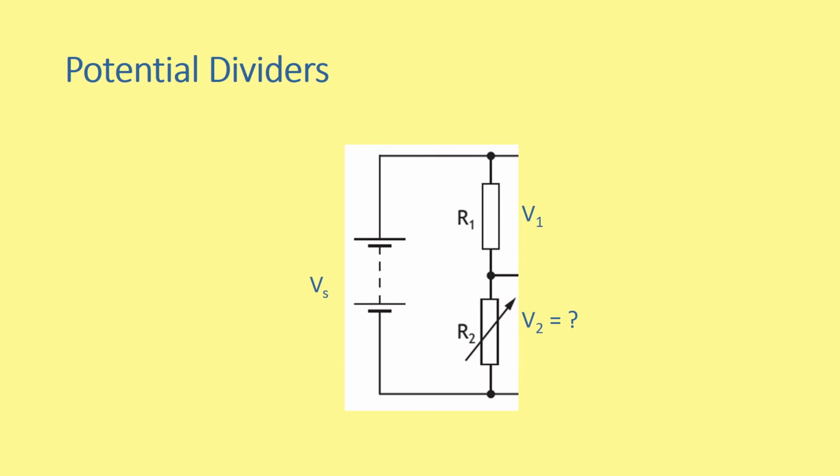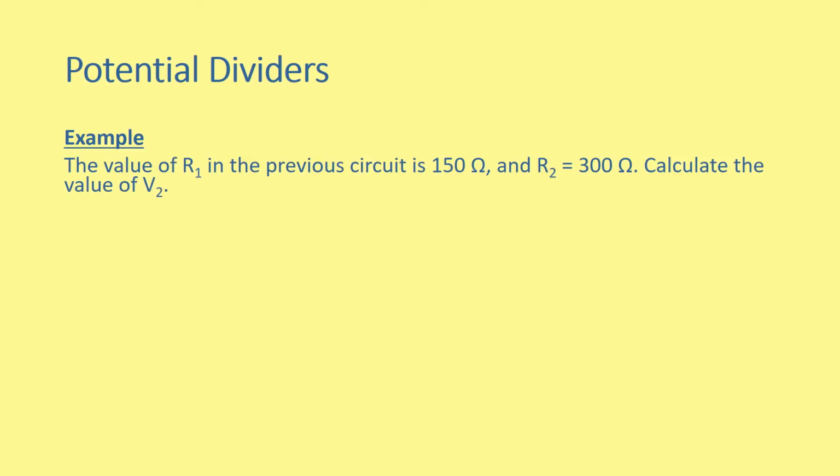So here's our potential divider circuit again, Vs, R1, R2, and I'm wanting to find what the value of V2 is. So if I'm finding the value of V2, I'm going to be concerning myself with the value of resistor R2 and the total resistance of R1 plus R2. So the value of R1 in the previous circuit is 150 ohms, R2 is 300 ohms, and you're asked to calculate the value of V2.